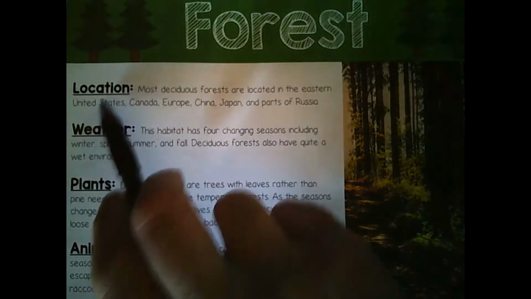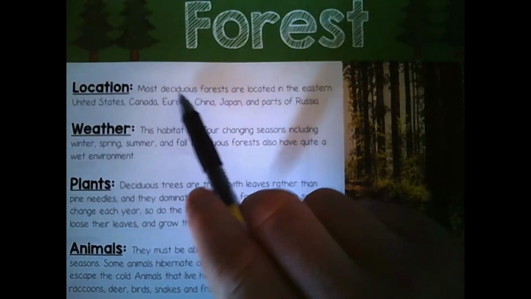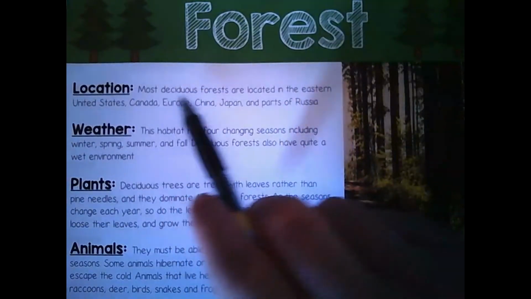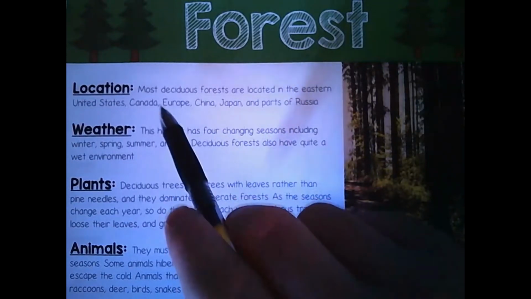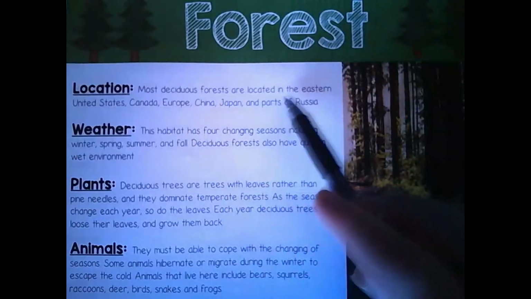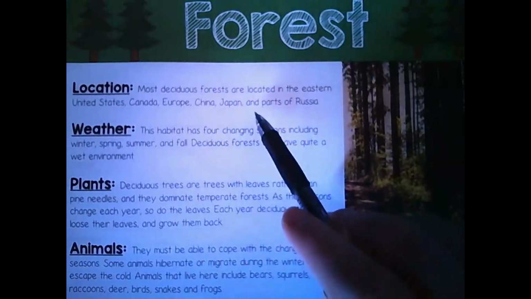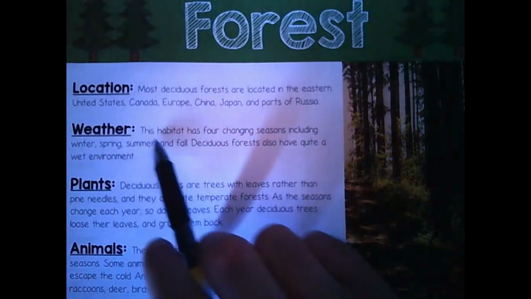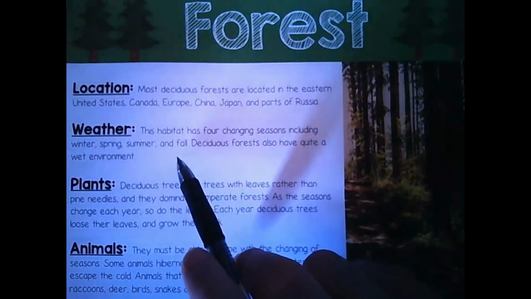So, our location. Most deciduous, that means leaves that fall annually. So all of these forests have trees that have leaves that fall annually. That means like every few months. Okay. So location. Most deciduous forests are located in the eastern United States, Canada, Europe, China, Japan, and parts of Russia. Okay. Weather. This habitat has 4 changing seasons, including winter, spring, summer, and fall.